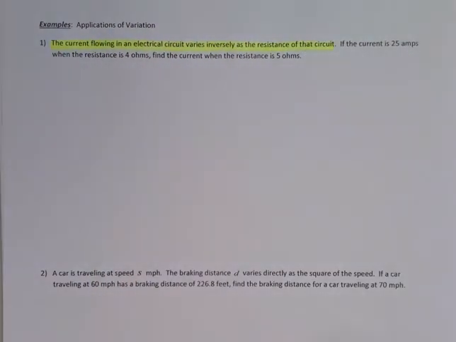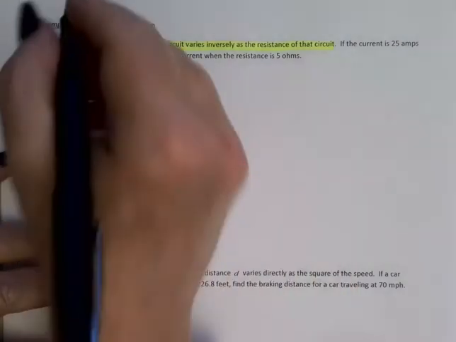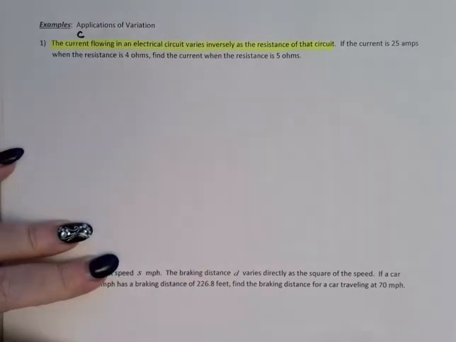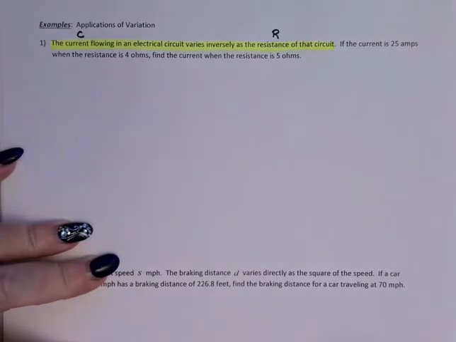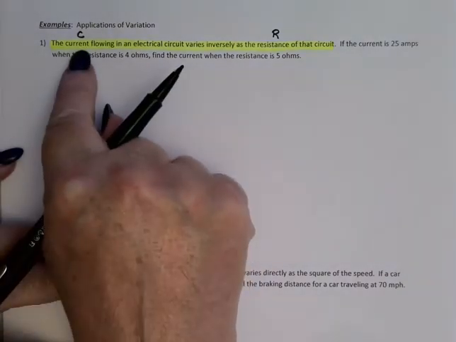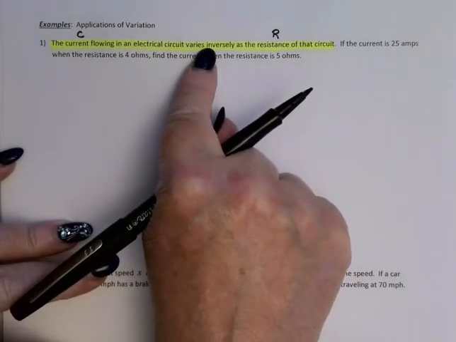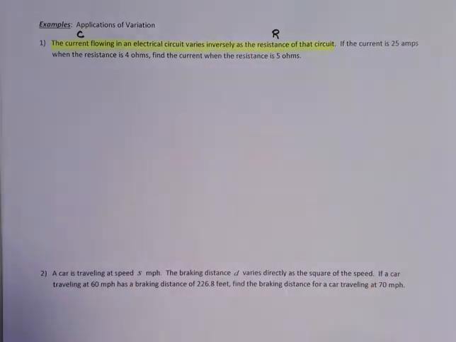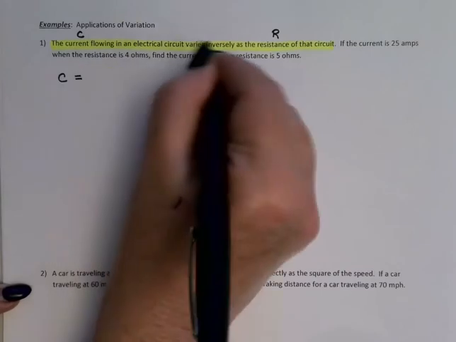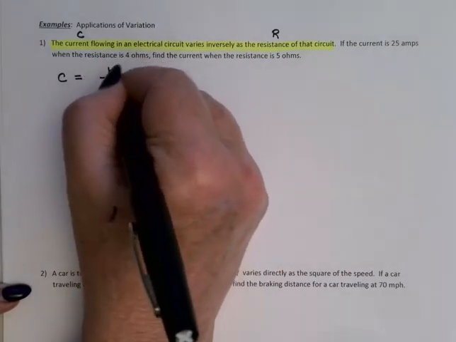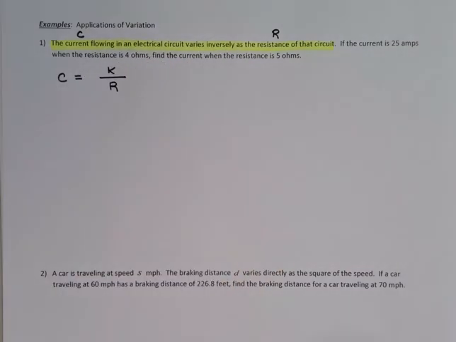So we're going to want to put some variables in here so that we can write our equation. So let's say the current's going to be C and the resistance is going to be R. We're told the current varies inversely as the resistance. So our equation is C equals inversely, so K divided by R.